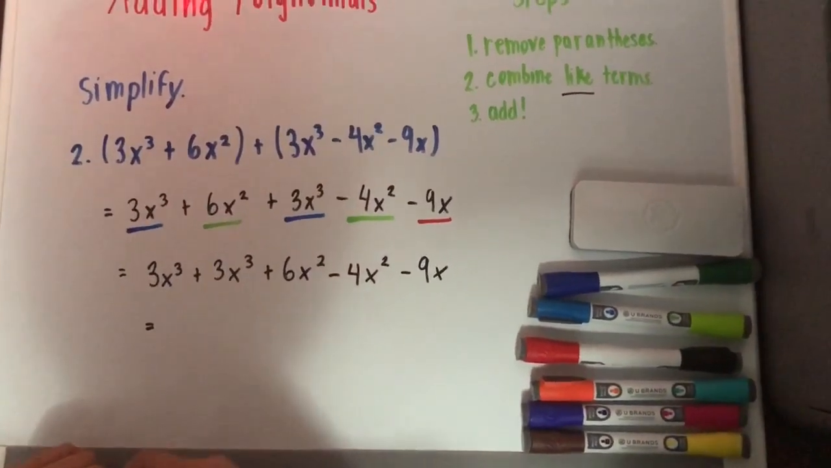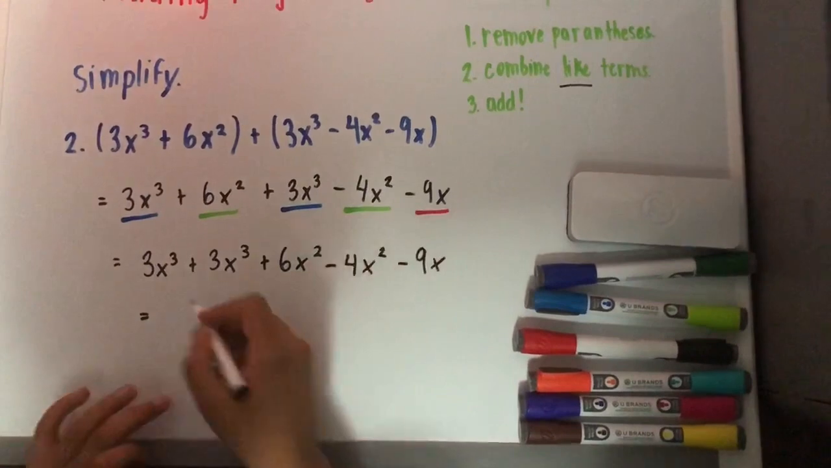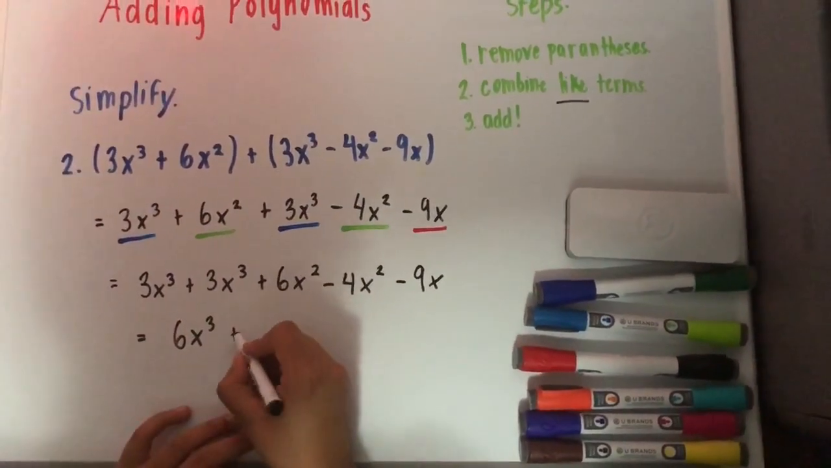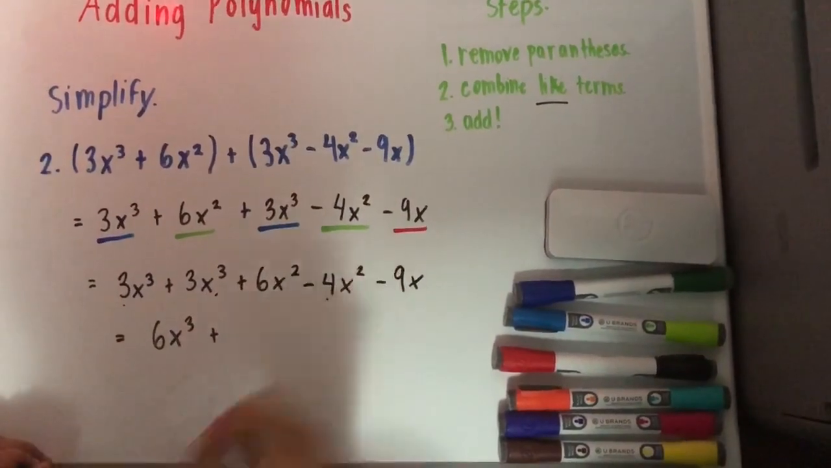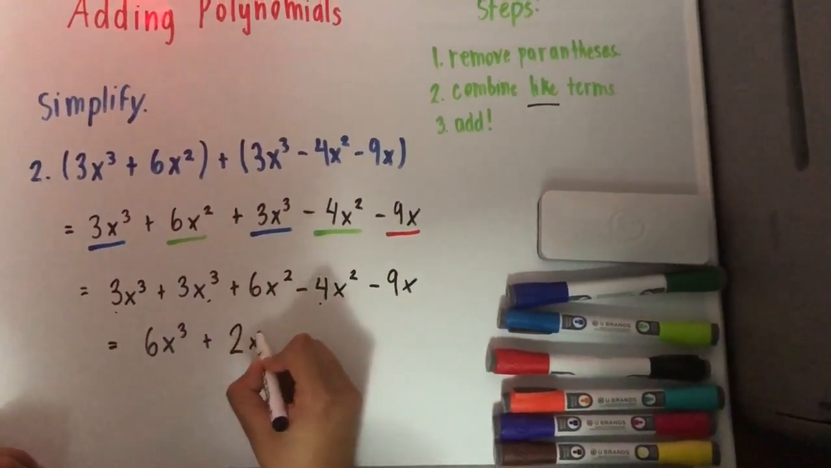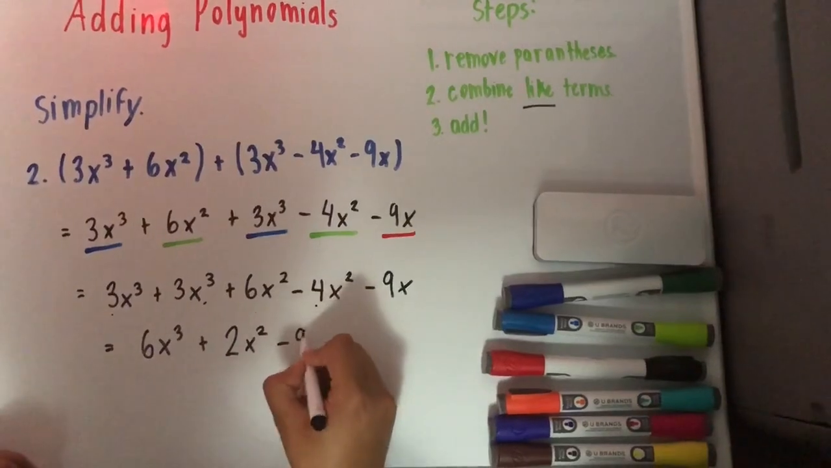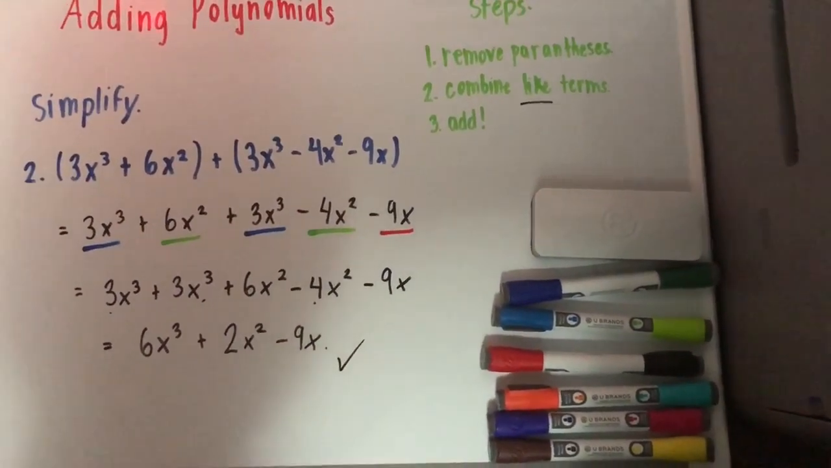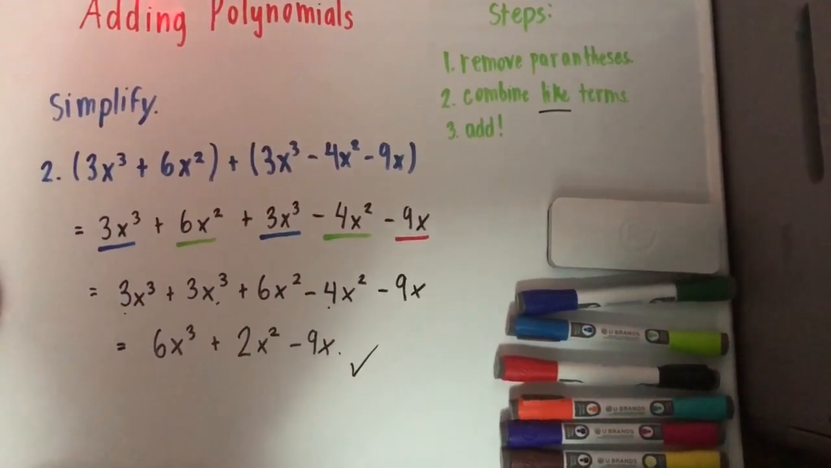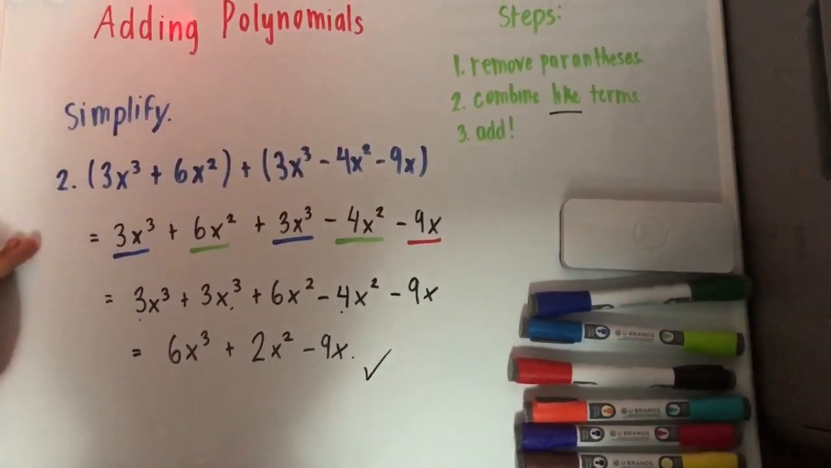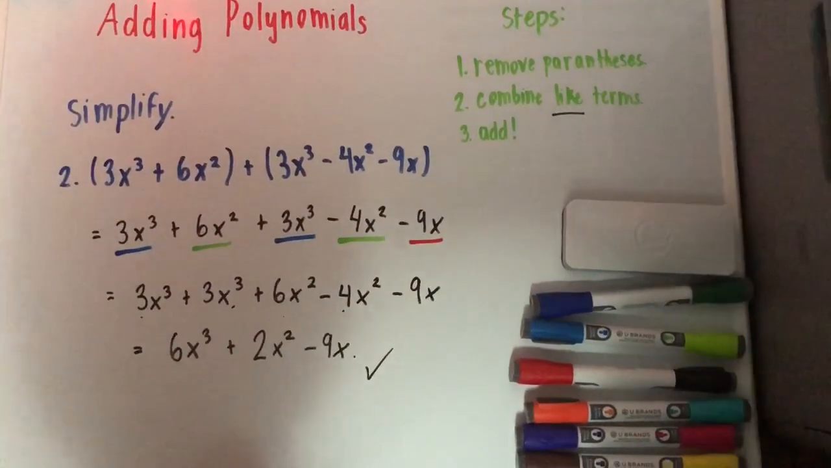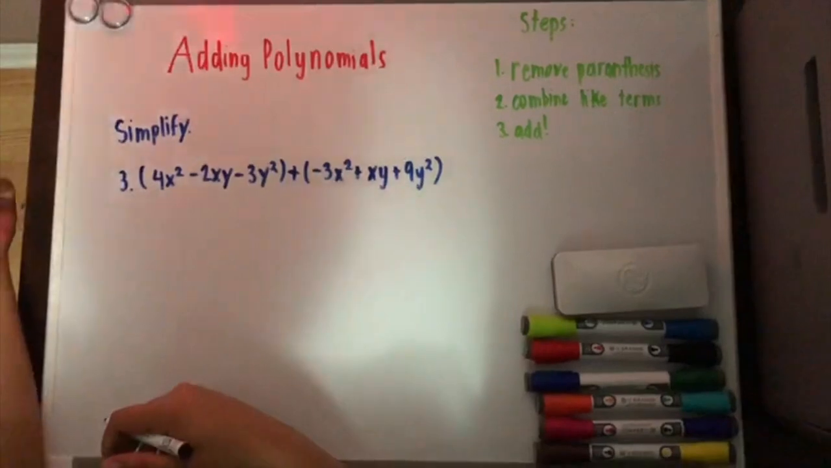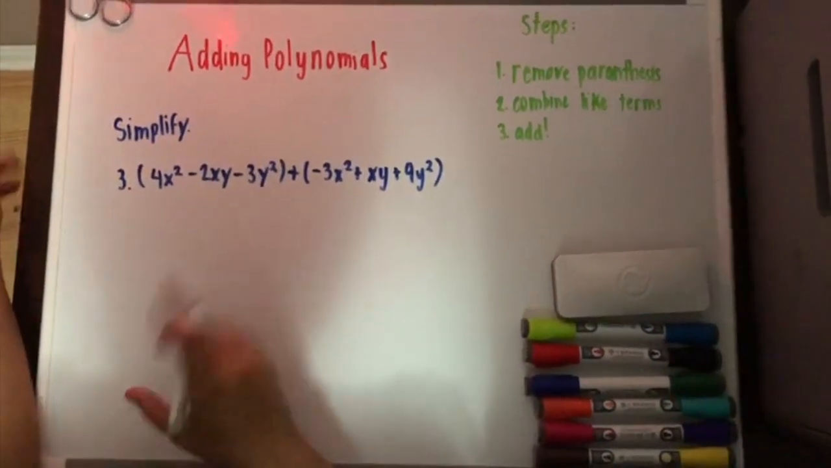So now combine your like terms. Right, so your 6 minus 4, 2, and then minus 9x. Simple. Hopefully you got that right. So let's just go over this again. We removed our parentheses, we combined our like terms, and we added. Simple.